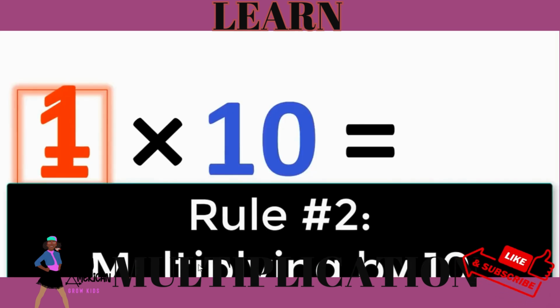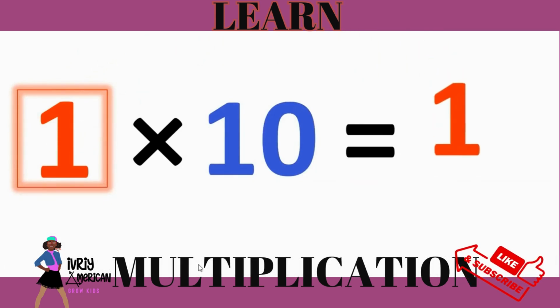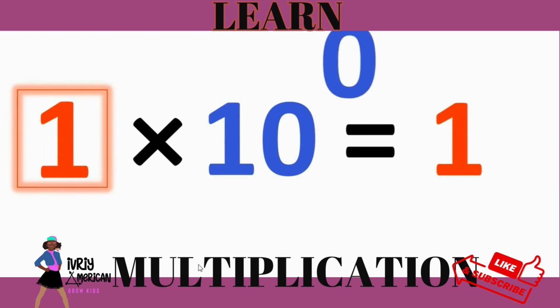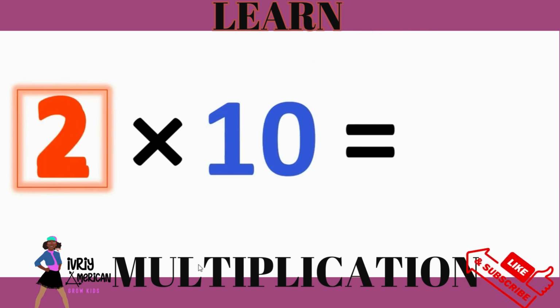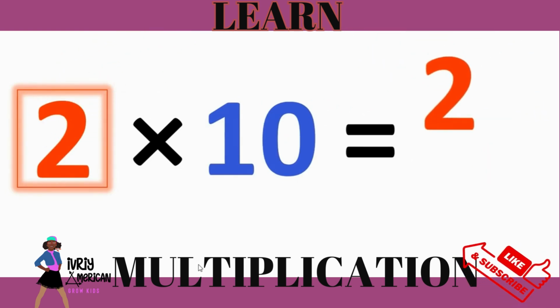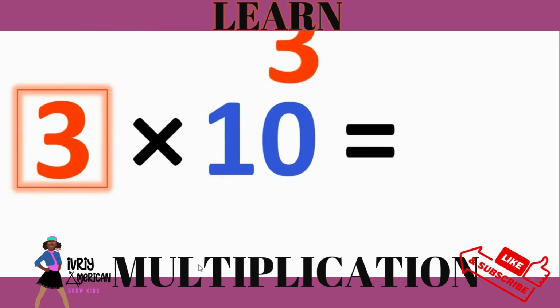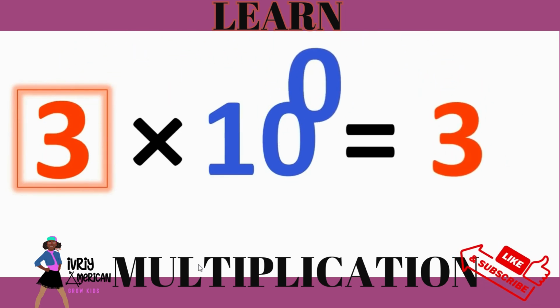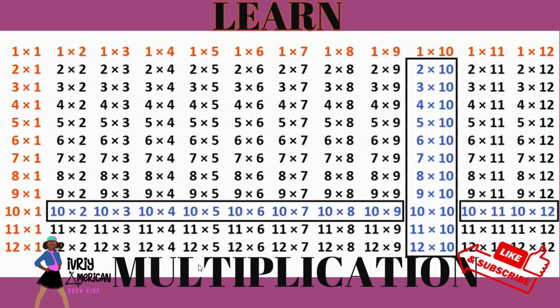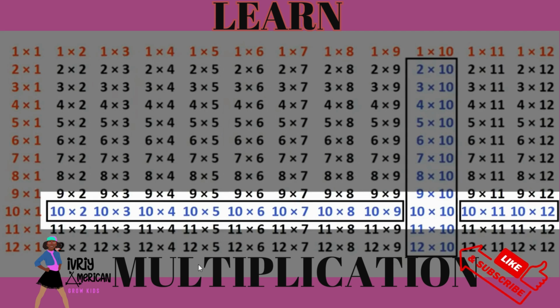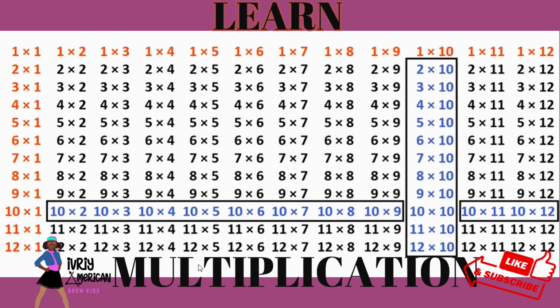Next rule is multiplying times 10. When it comes to the rule of multiplying times 10, 0 is the hero. You take the number you start with and you add a 0. 2 times 10 is a 2 with an added 0. 3 times 10 is 3 with an added 0, etc. You also know the reverse. You also know 10 times 2, 10 times 3, 10 times 4. So now, from those 2 simple rules, you now have learned 44 multiplication tables. And now you have 100 remaining.